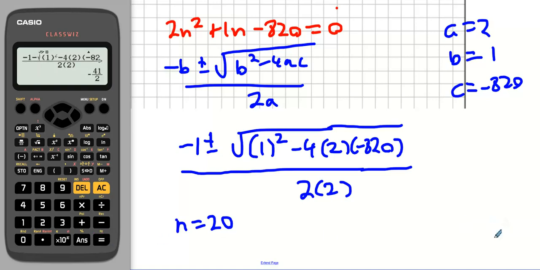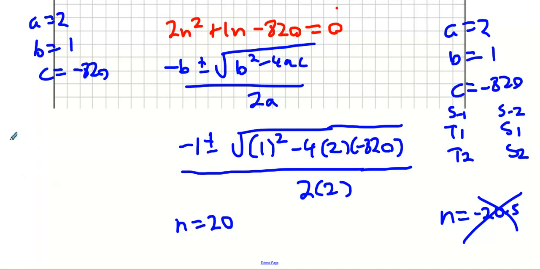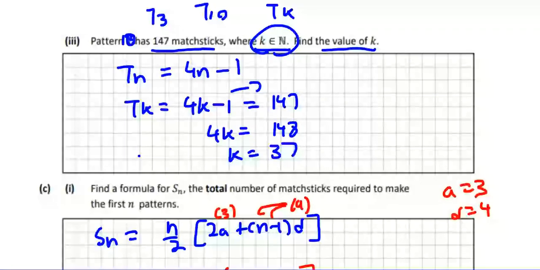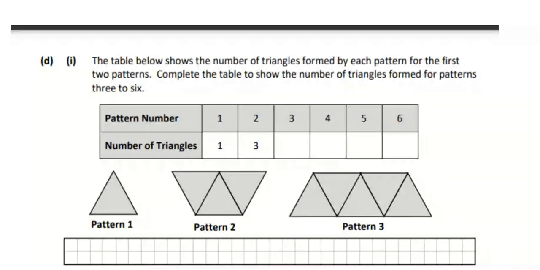Remember, in sequences and series, the answers have to be whole numbers, and they can never ever be negative, because it starts off at T1 and T2, or S1 and S2. There is no S minus 1s and S minus 2s. So this answer is not legit. It's n equals 20. Okay. So that is question 9 on 2020.